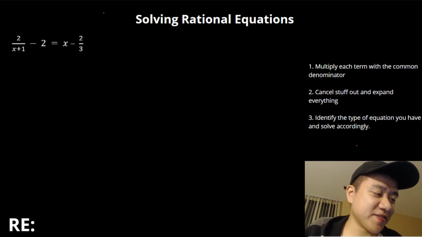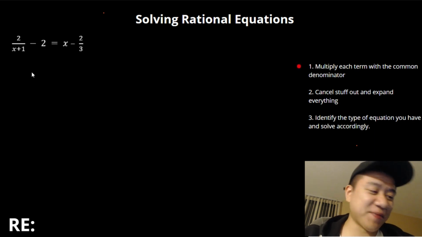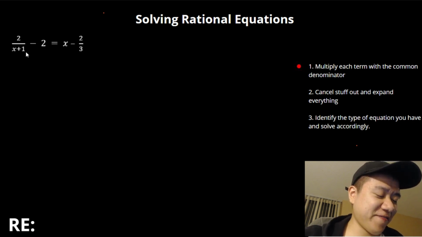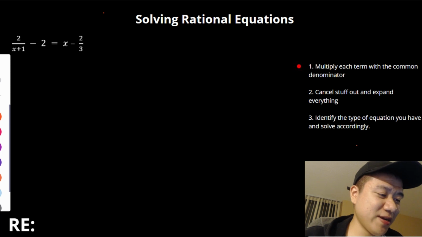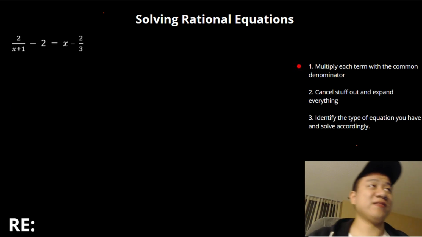Okay, so let's get started. The first thing we need to do is to figure out what the common denominator is and multiply each term with it. How you figure out the common denominator is the stuff in the fractions. So these guys are the fractions that we have. The common denominator is just whatever is at the bottom of your fraction multiplied together. Since we have 3 and x plus 1, our common denominator is going to be 3 times x plus 1.